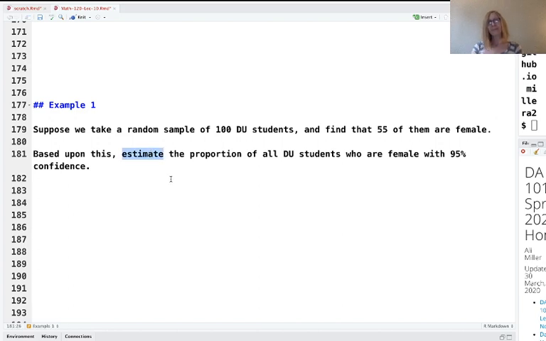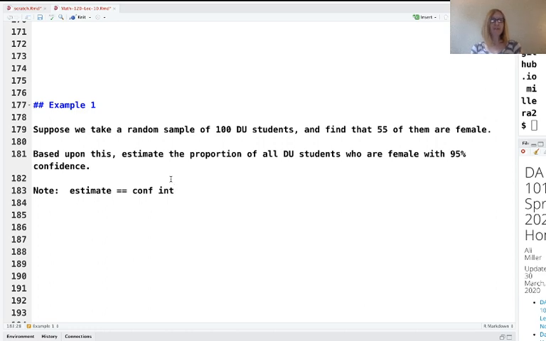Little heads up here. That word estimate, in statistics, always means confidence interval. That's worth typing up. Note, estimate means confidence interval. In other words, we want to see what's a reasonable range of values for this population proportion of all Denison students. What proportion of them do we think are female based on the sample results?